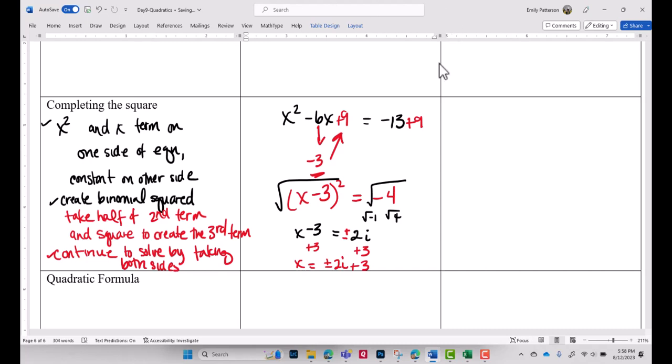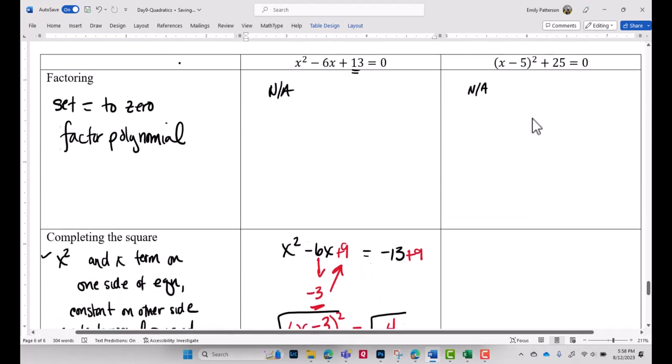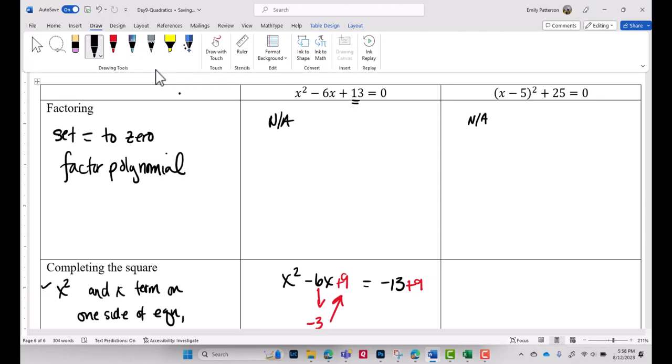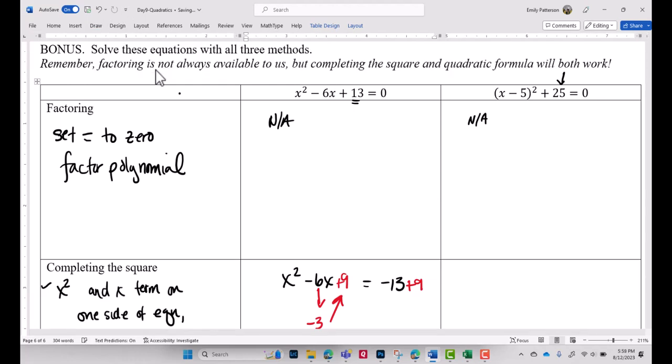So let's look at the second one. And we already have a situation in this one here where it's already a binomial squared, so I don't have to do that kind of work. So that's great. But the thing is I have to take that 25 here and get it set on the other side of the equal sign. So I've got x minus 5, oops, excuse me, I forgot the squared. x minus 5 squared is equal to a negative 25.